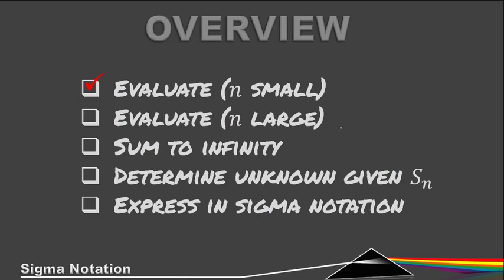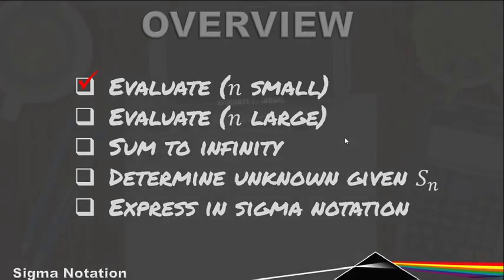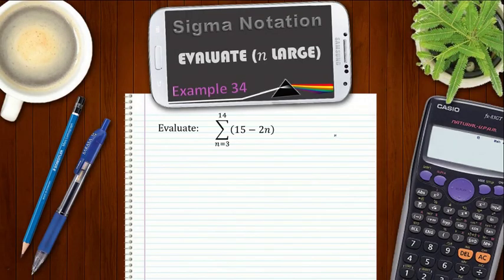Now let's look at a method that we can use to evaluate the sum, especially if n is large. So in this case, it says evaluate 15 minus 2n from n equals 3 to n equals 14. Sometimes this one is small enough to do it with the previous method, so it might be your choice, but sometimes you have up to 50 terms. Then you'll have to use this method.